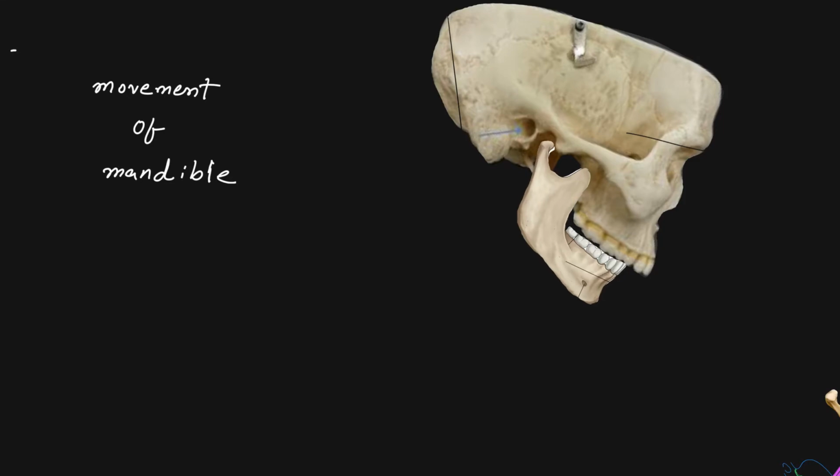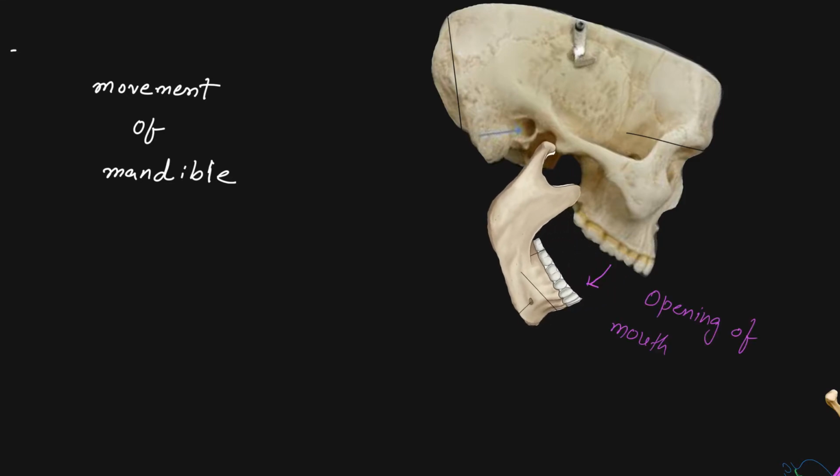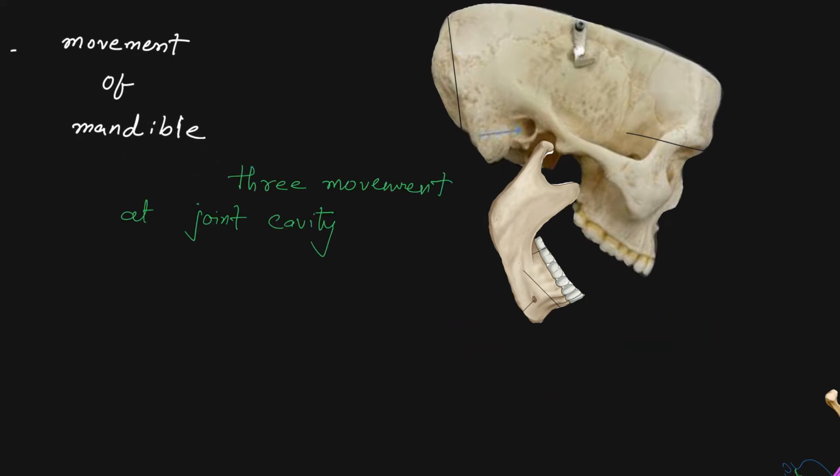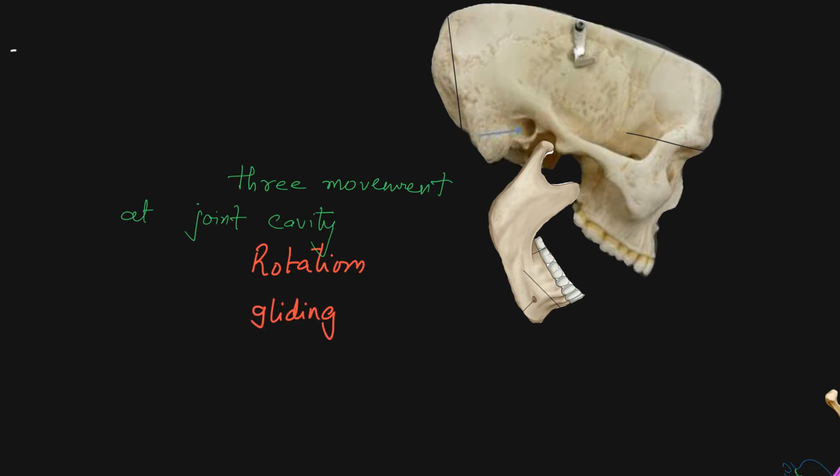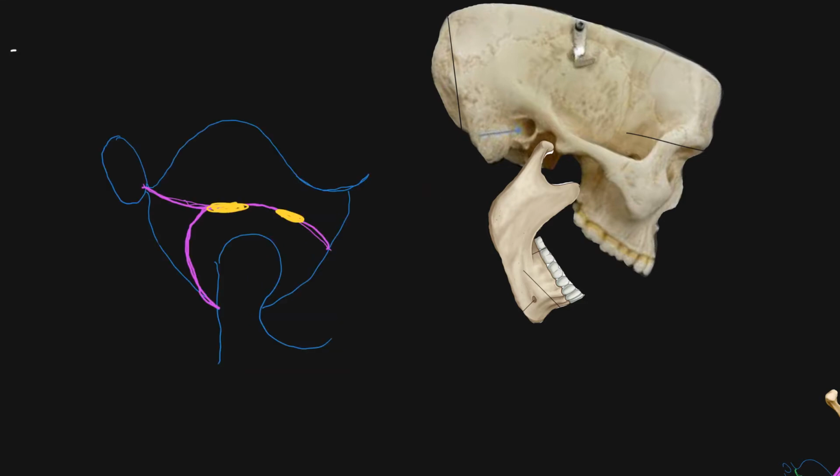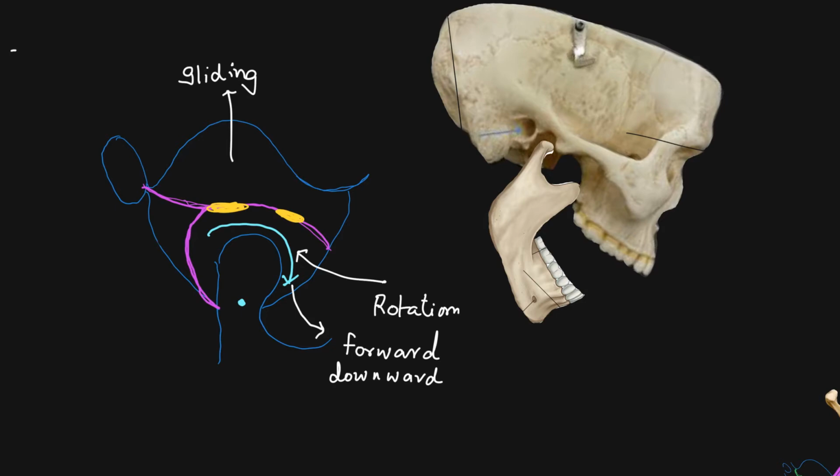Now, whenever the chewing process is done, I have to open my mouth for taking the food inside. That movement is called depression. In depression, in the joint cavity, we find three phases of movement: there is a rotation, again there is a gliding, and number 3, that is a rotation. As we know, rotation is done in the lower compartment, and gliding is done in the upper compartment of the joint. The rotation is always forward and downward, and the gliding moves the whole axis forward. That we will learn in detail.